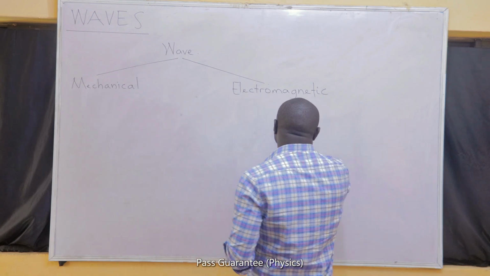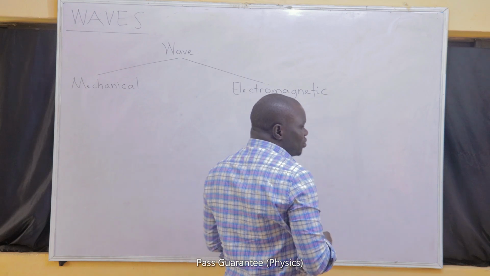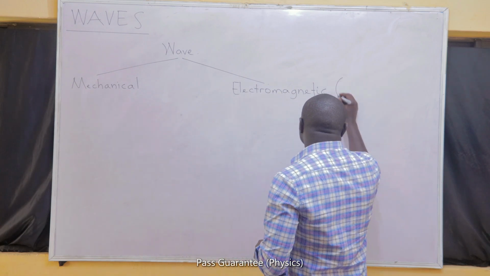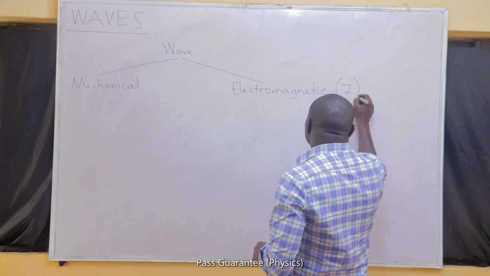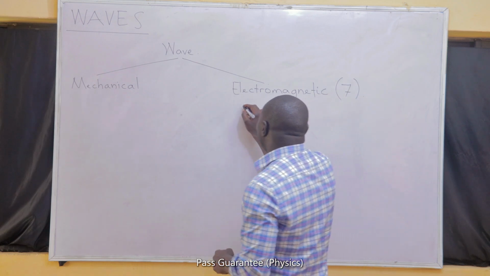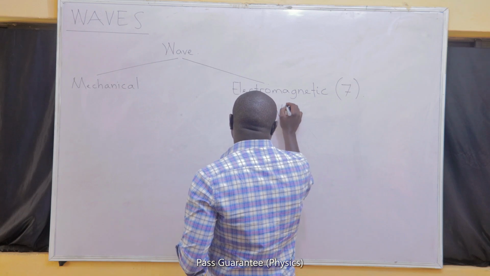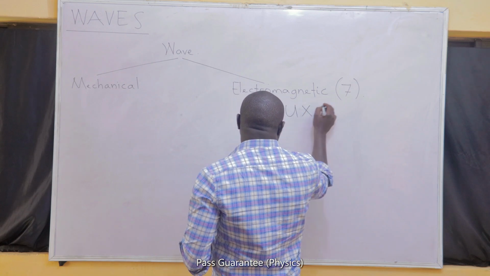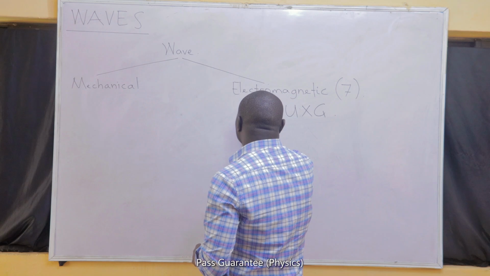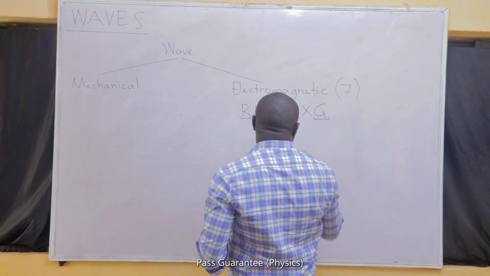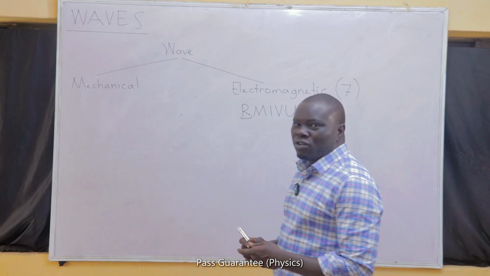The total number of electromagnetic waves that we have is 7. We have only 7 electromagnetic waves. For the 7 electromagnetic waves, I have an acronym that you can use to remember them, and it is R-MIVOS-G. R-MIVOS-G forms the acronym that you can use to refer to all the 7 electromagnetic waves that we have.